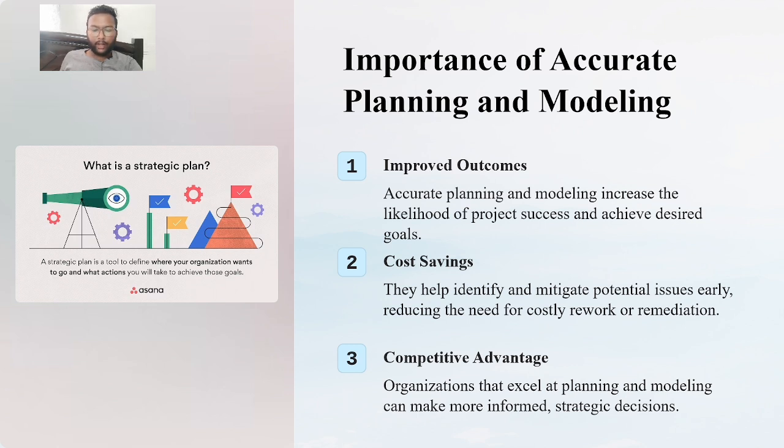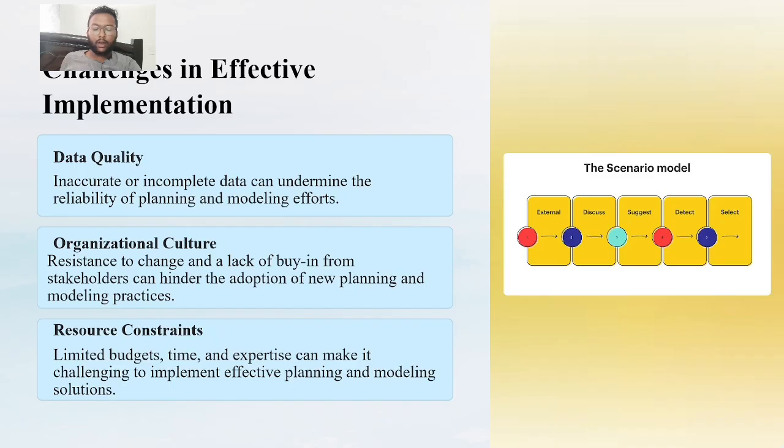In the next slide, we have the importance of accurate planning and modeling. Improved outcomes: accurate planning and modeling increases the likelihood of project success and achieving desired goals. Cost saving: they also help to identify and mitigate potential issues early, reducing the need for costly rework. The third point is competitive advantage: organizations that excel at planning and modeling can make informed strategic decisions.